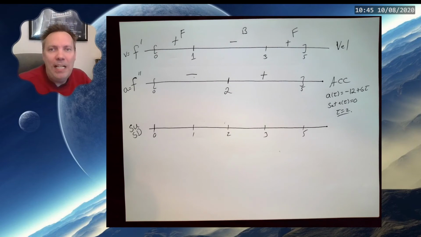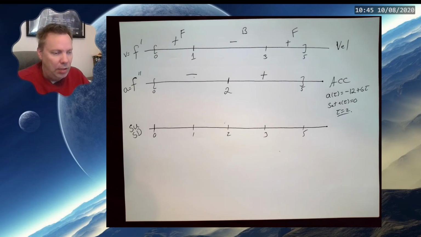When is something speeding up? Well, the direction of the motion and the direction of the acceleration have to be exactly the same. In other words, the product of the velocity and the acceleration has to be positive to speed up. If the product of the velocity and acceleration is negative, then the particle is slowing down.